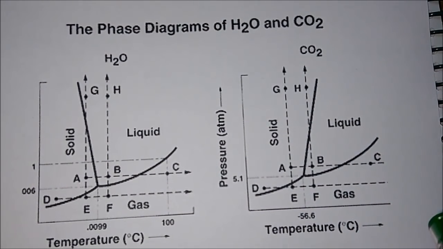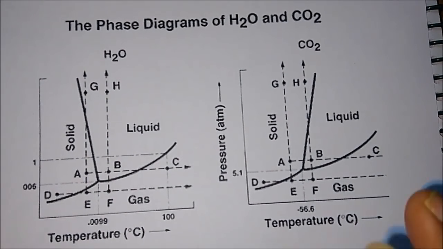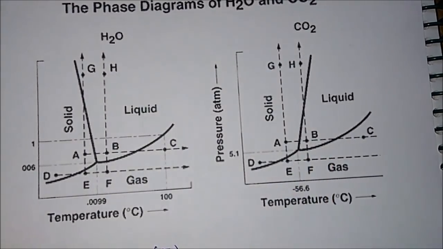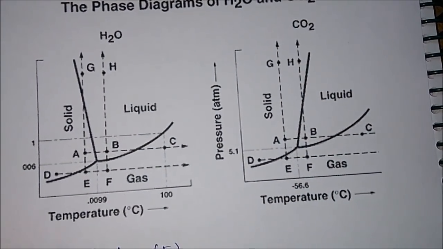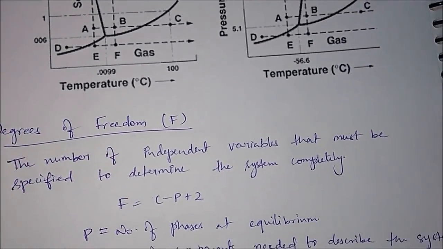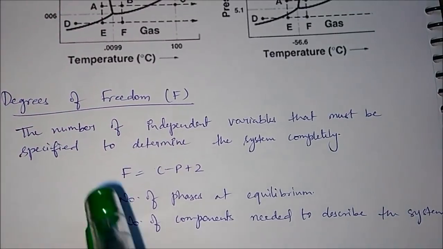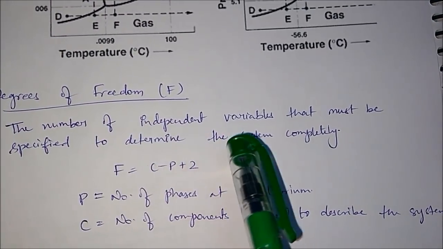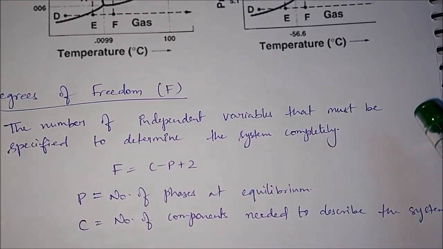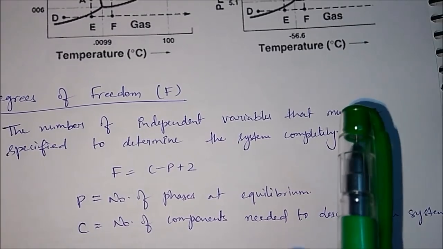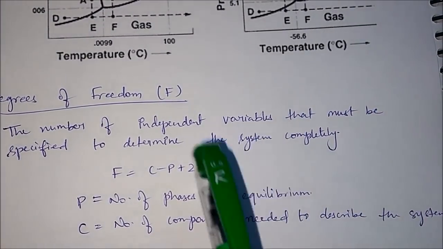All right, okay. So now the thing which is very important, the very basic thing which has always been asked in CSIR, GATE and many exams like JAM and all. So the question is from the degree of freedom. Now what is degree of freedom? Degree of freedom is the number of independent variables that must be specified to determine the system completely. So how many variables you need to define the system, that is your degree of freedom.